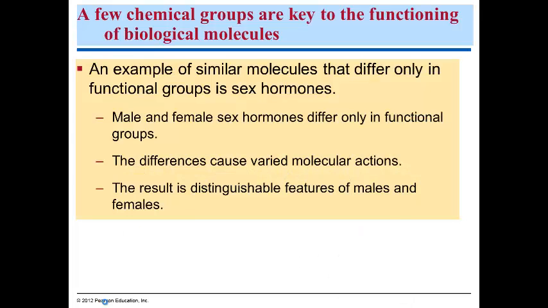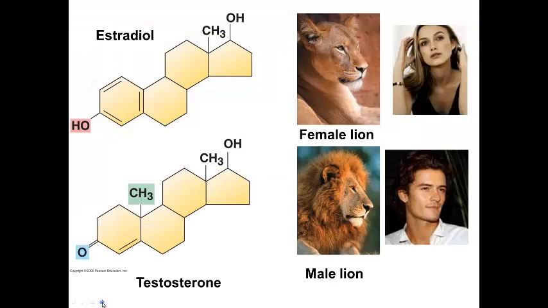A really good example of similar molecules that only differ in a few functional groups is the sex hormones. We know very clearly that there are differences between males and females. Now, male and female sex hormones are a similar group of molecules, but they differ by the functional groups that are attached to the carbon skeleton. Estrogen, and in this case estradiol, and testosterone.